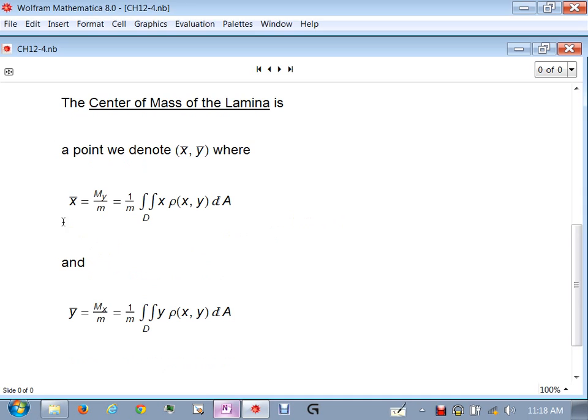So to do it, we have to compute this. For the x-coordinate of the center of mass, you need to calculate the moment about the y-axis and divide it by its mass. So here's the moment about the y-axis, and then 1 over mass is dividing by mass. But remember, mass is its own integral, isn't it? So to do x bar, you need to be able to compute 2 different double integrals.